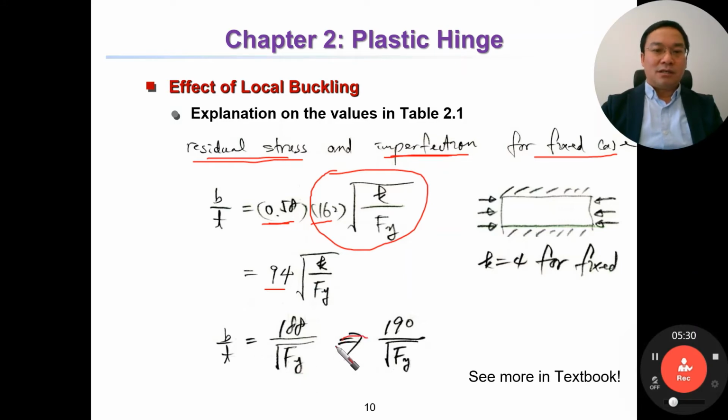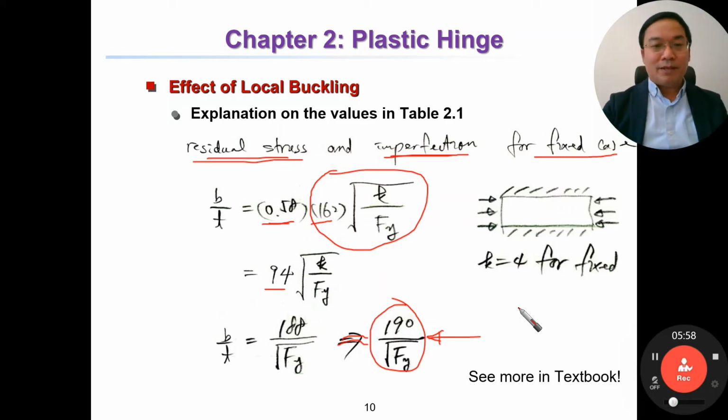This can be approximately equal to this one. So for practical design, we can use 190, replacing the value of 188. So in practical design, we use this one. It is an approximate value of the compact section limit, lambda p.